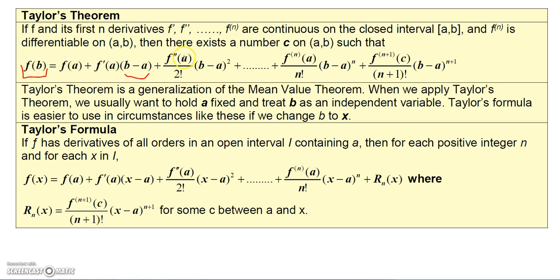And then the second derivative at a over 2 factorial times b minus a quantity squared. And then you're going out to the nth derivative of a over n factorial times b minus a to the n. And then the c comes in out here at the n plus 1th value. So plus f, the n plus 1th derivative evaluated at c, times b minus a to the n plus 1th power over n plus 1 factorial. And so that c, in other words, this term would actually make f of b equal this series.